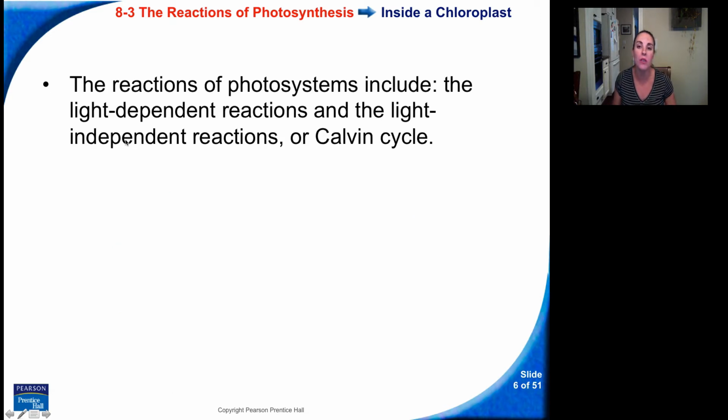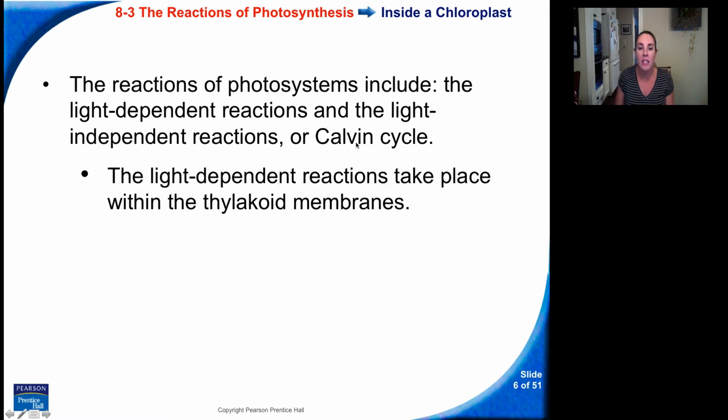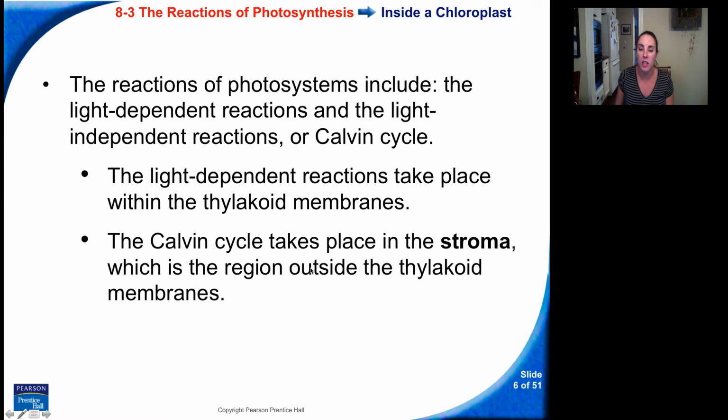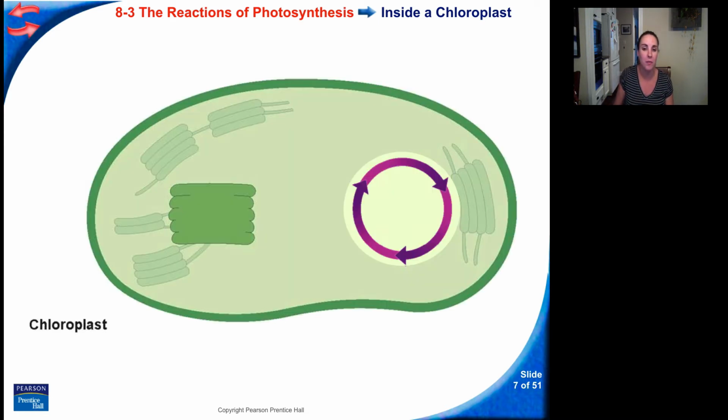So the reactions of photosynthesis include the light-dependent reactions and the light-independent reactions, also known as the Calvin cycle. The light-dependent reactions take place within the thylakoid membranes themselves. And the Calvin cycle takes place in the stroma, which is the region outside the thylakoid membranes. I like to think of it as the cytoplasm of the chloroplast, so it's outside the membranes.